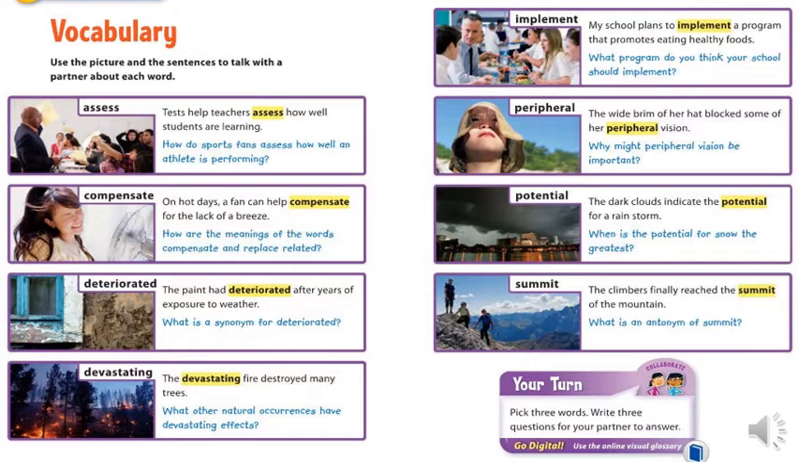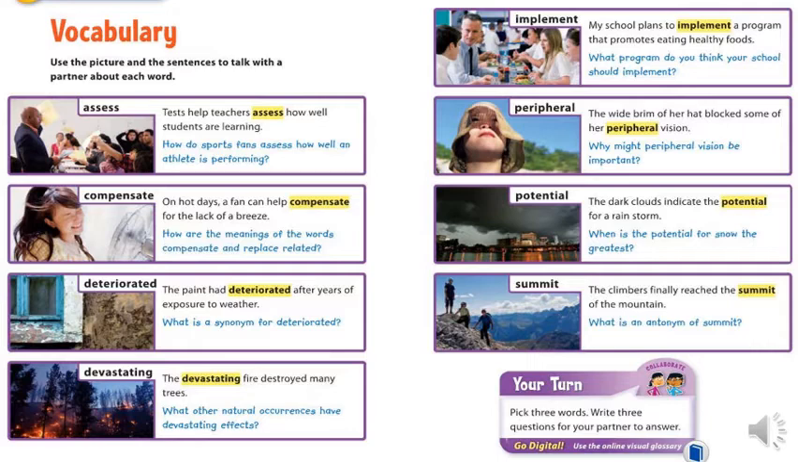Okay, first of all, let's start with the vocabulary words. As we got used to, we look at the picture, we read the sentence, and through the pictures and the sentences that are given, we figure out the meanings of the vocabulary words. Let's start with the first word, which is assess.